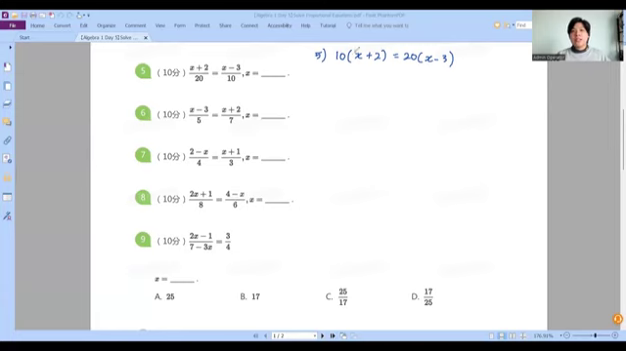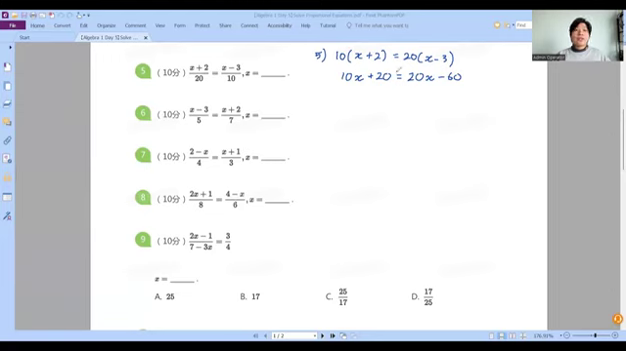So let's apply the distributive law here since we have a multiplication with multiple terms in a parentheses. So this is 10 times x, that's 10x. 10 times 2, that's 20. 20 times x now, we get 20x. And 20 times minus 3, that's minus 60.